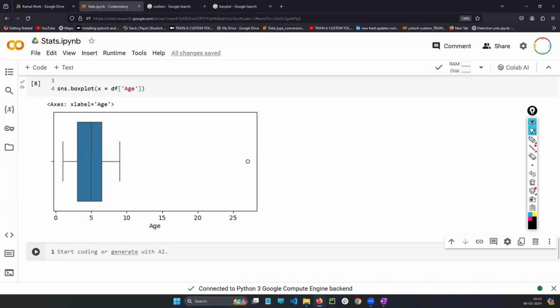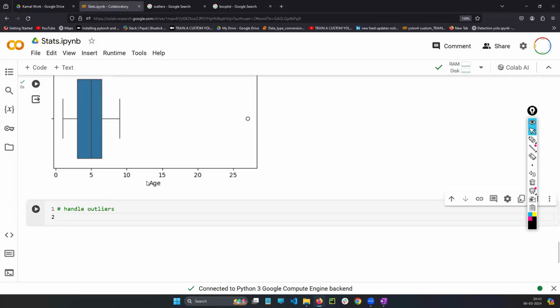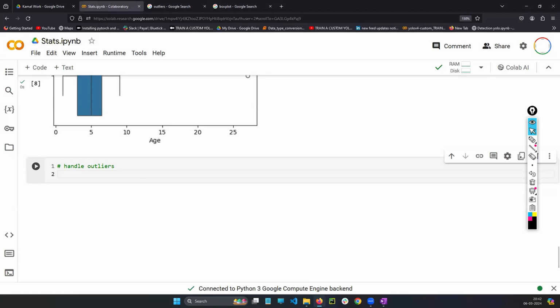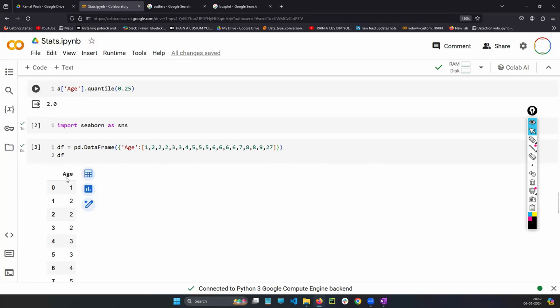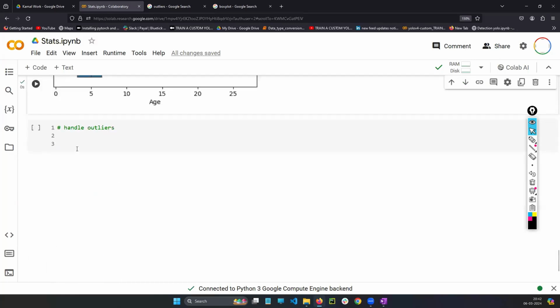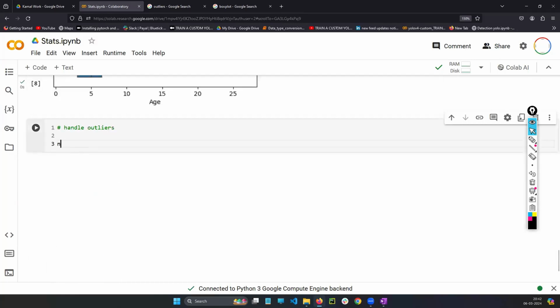See, handle outliers. So how am I going to handle the outliers? Simple logic I will tell you. In the age column itself, for example 27 is there now. The variable is df and the column name is age, so df of age. Using numpy, I'm going to use a function known as the where function.